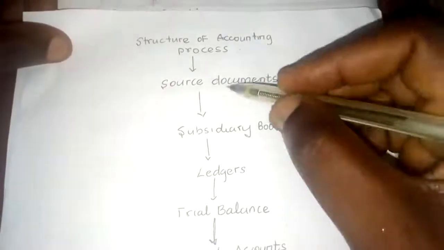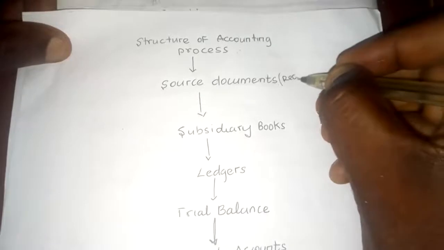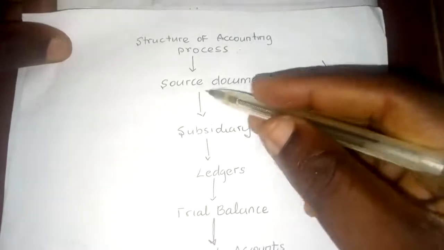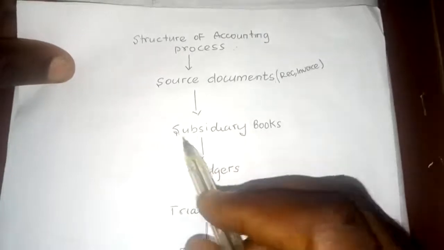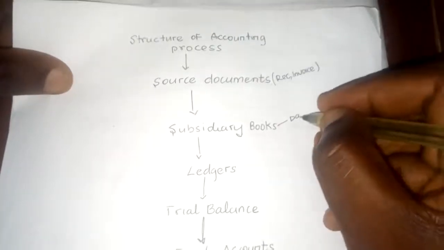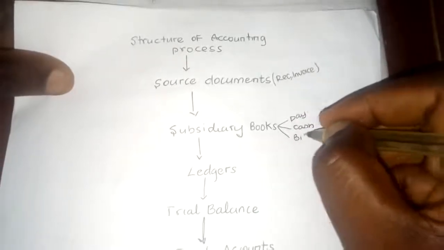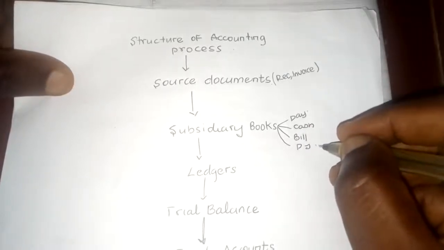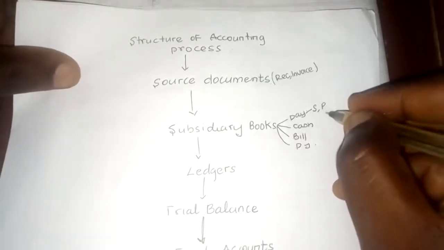All right, so examples of source documents are receipts, invoices, and so on. From the source document you will record into the subsidiary books. What are the examples of subsidiary books? They are the day books, the cash books, the bill books, and the journal proper. The day books include the sales day books, purchases day books, and so on.